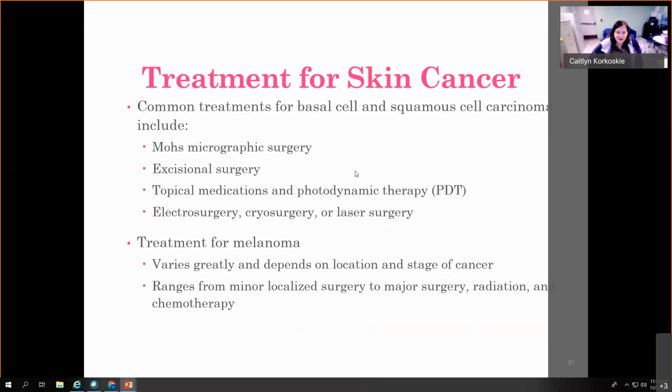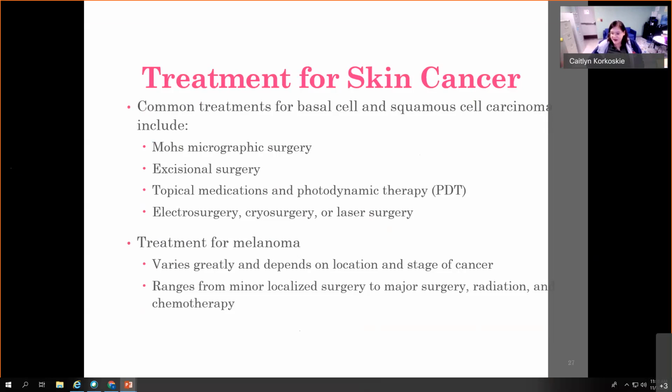They may do an excisional surgery, where they remove the skin and tissue around it. They might just do a topical medication that gets rid of it, or cryosurgery where they use liquid nitrogen to freeze it off, and it gets deep enough into those layers of the skin that it's going to take everything out. Treatment for melanoma depends on the size, the location, and the stage of cancer. It could be a really minor localized surgery where they just do an excision.